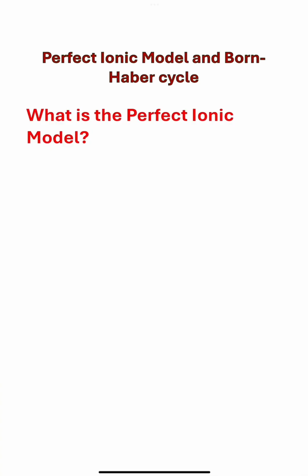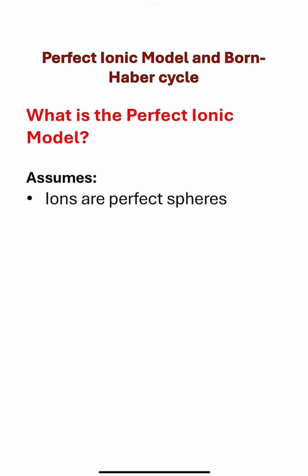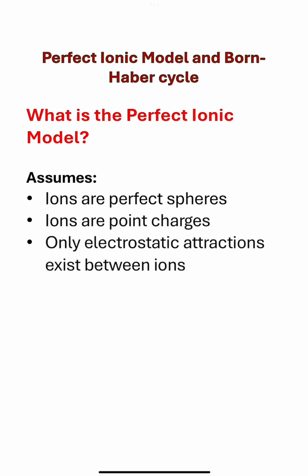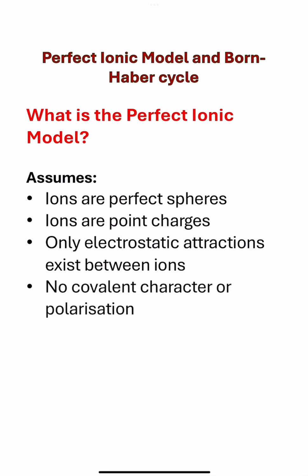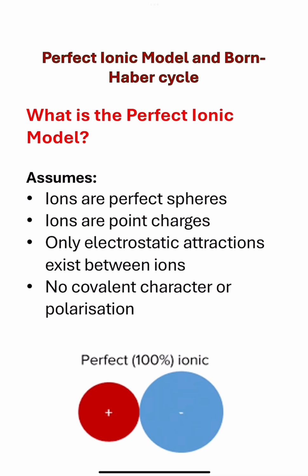So what is the perfect ionic model? The perfect ionic model assumes that ions are perfect spheres. They are point charges, and only electrostatic attraction exists between these ions, and there is no covalent character or polarization. So when we assume a perfect 100% ionic character for the ionic compound, these are the ions: perfect spheres, point charges, only electrostatic attraction, no polarization or covalent character.